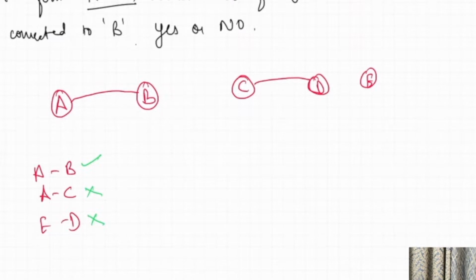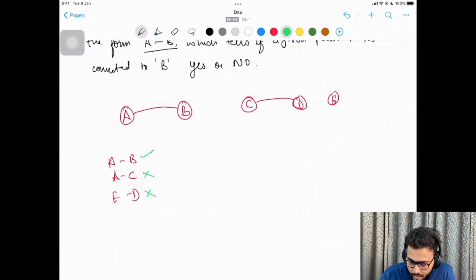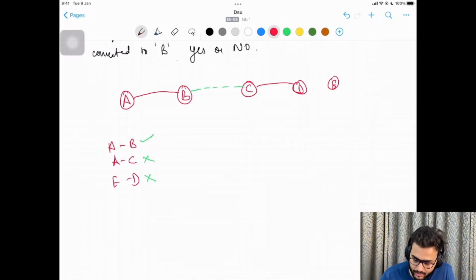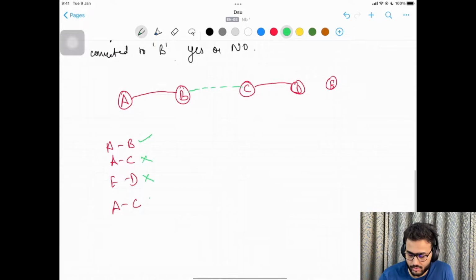Now let's say another join type of query happens and we make this connection, B to C, right? So what will be the answer in case of A to C? It should be true, right? Because the connection is established.